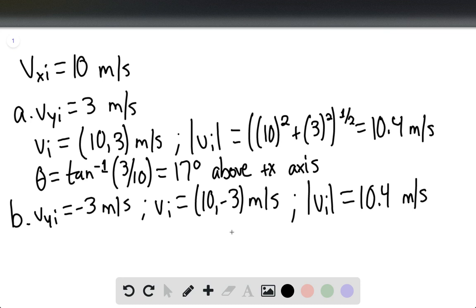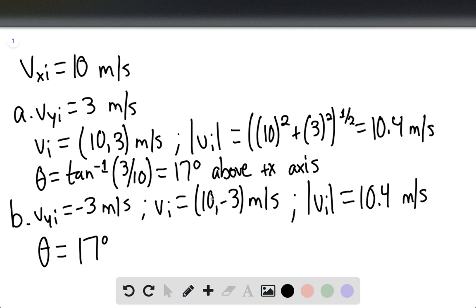regardless of the situation. So when we square a negative 3, it automatically becomes positive, so you don't need to do the calculation again. If we have the same absolute value of the x and y components, that means that the magnitude is going to be the same. And then theta is going to equal, again, 17 degrees. It's the exact same thing because the absolute value of the y and x components are the same.